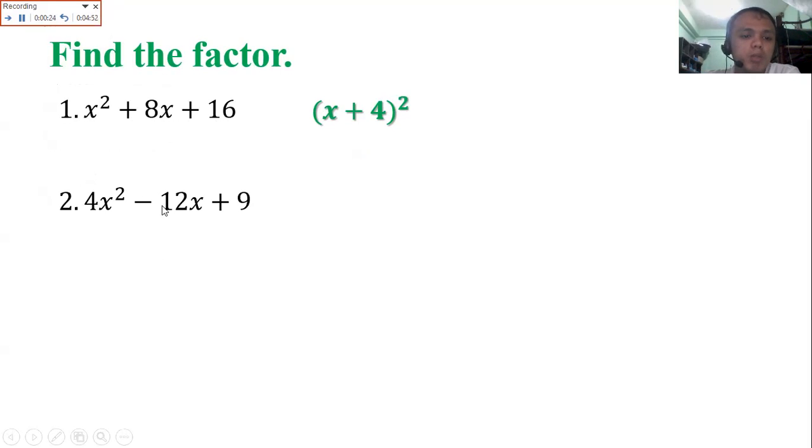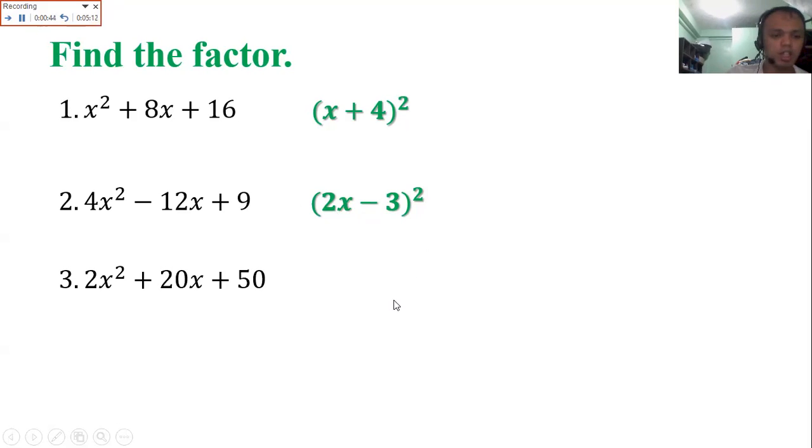Sunod, 4x squared minus 12x plus 9. Okay, square root ulit ng 4x squared, na-discuss ko na yung kanina. Nasa example yon. We have 2x. Square root of 9, 3. Copy the sign of the second term which is minus. Minus dyan. Enclose in parentheses. Then exponent na 2.